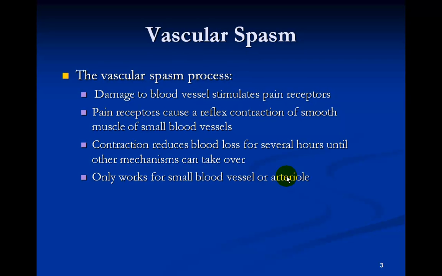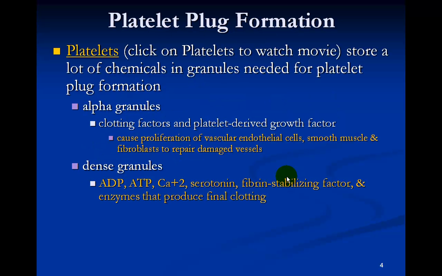Well, the vascular spasm process is fairly simple and straightforward. When there's damage to a blood vessel, pain receptors are stimulated. These pain receptors cause a reflex contraction of smooth muscle of the small blood vessels that are damaged. These blood vessels contract and reduce the blood flow for several hours until other mechanisms can take place in the clotting process. And it only works for small blood vessels.